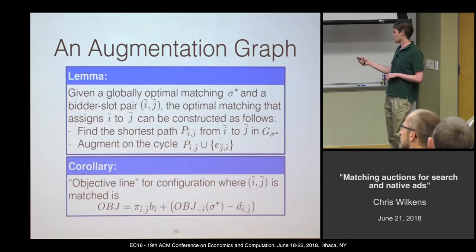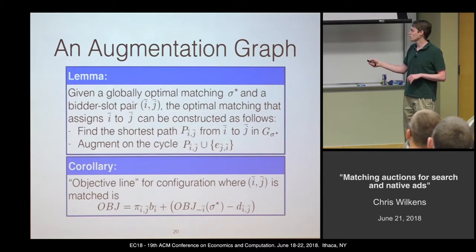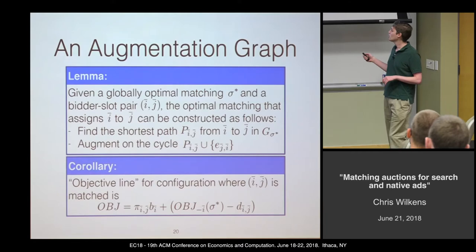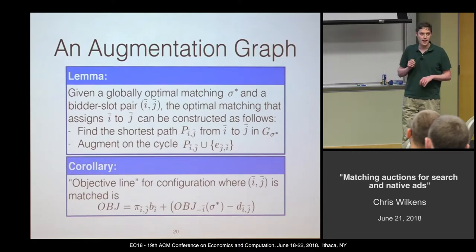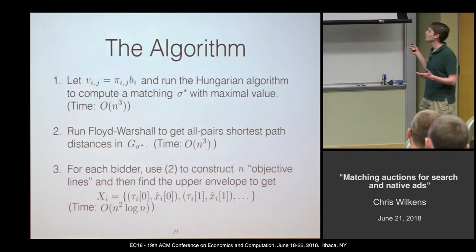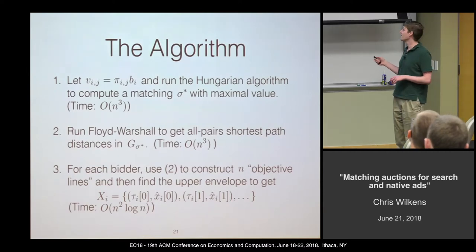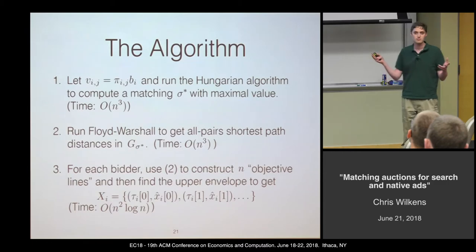And so to get the line, well, I already have the click probability here, and then I have the objective value from the optimal matching. The objective value just changed by the distance along that path. So all I really needed was the length of this path. And that brings me to the complete algorithm. So I start by running the Hungarian algorithm, and then I need shortest paths. I need all of them.